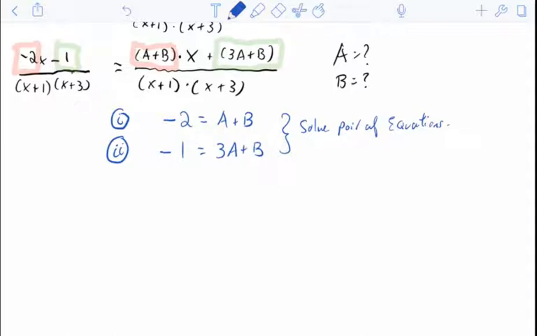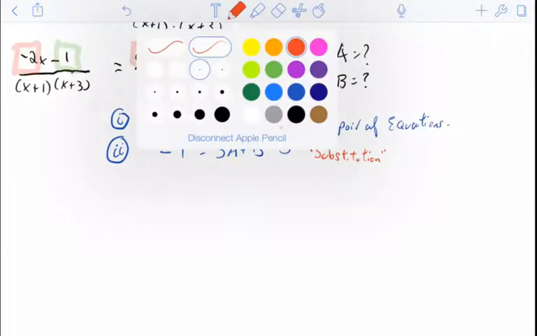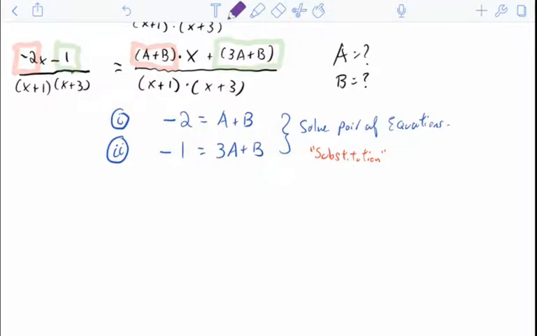But in this course, I'm going to teach you a technique called substitution. And it works like this. You're going to start by taking one of the equations. You just have to choose one. I'll choose 1. Okay? And I'm going to rearrange it so that A has been isolated.